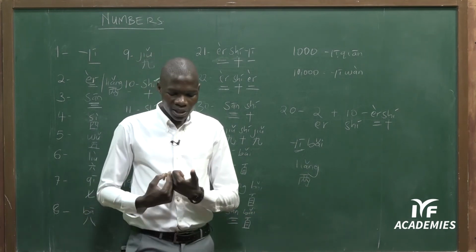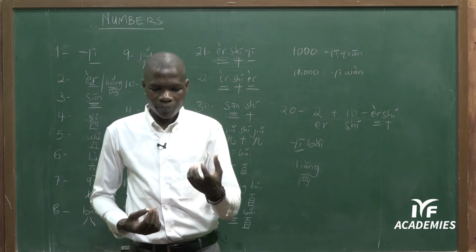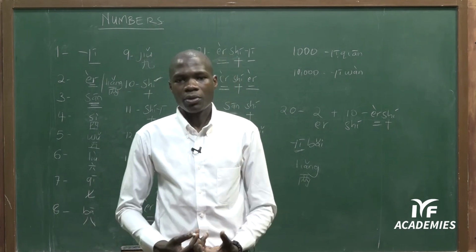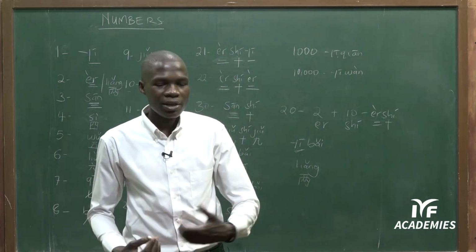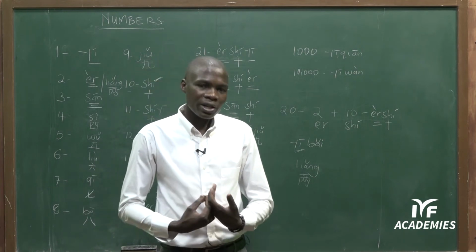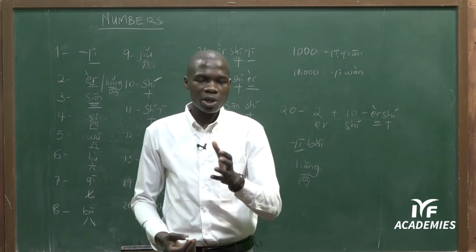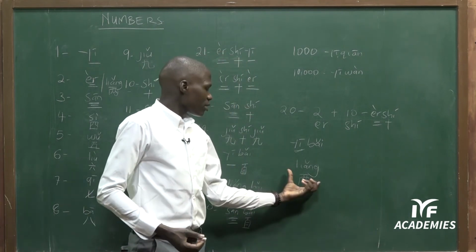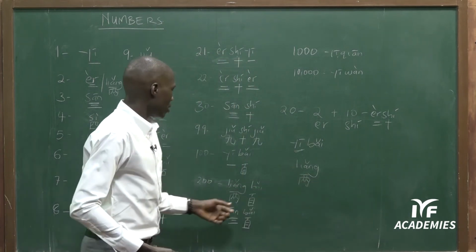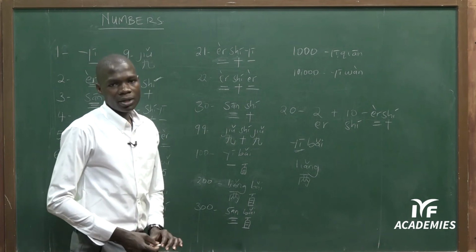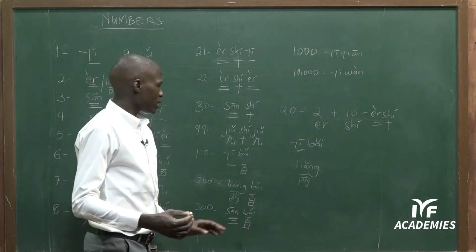For example, if we want to say I received 200 shillings from a friend, or my friend gave me 200 shillings: wo pengyou gei wo liang bai kuai. So liang bai means 200. You can never say er bai. We say liang bai because it's counting.